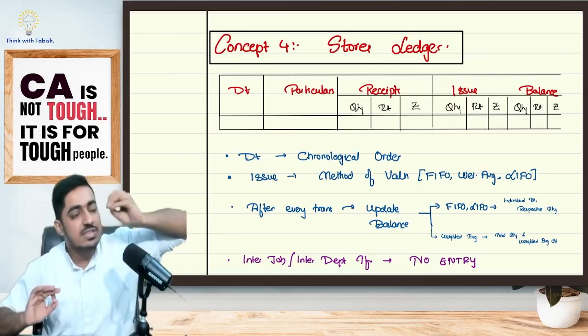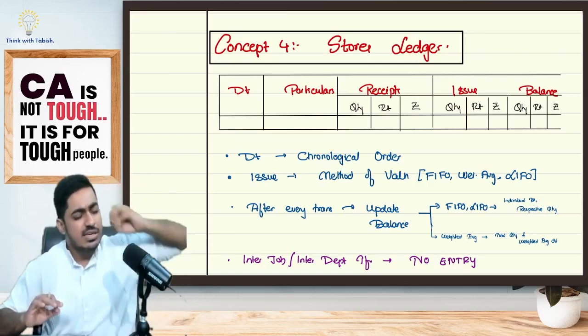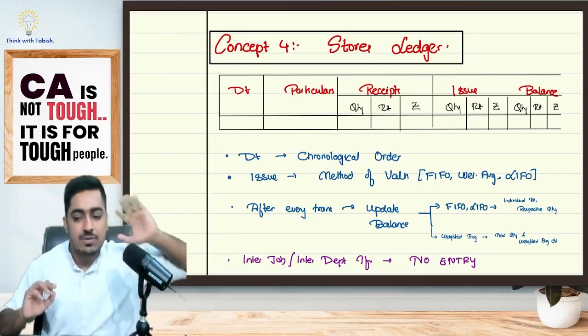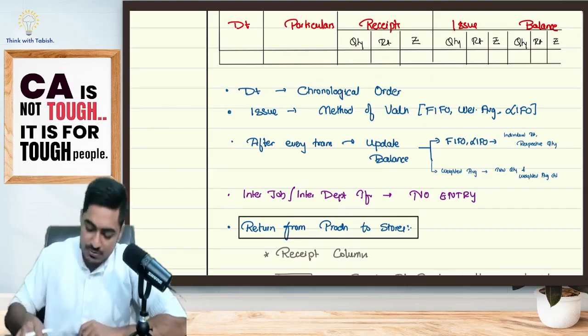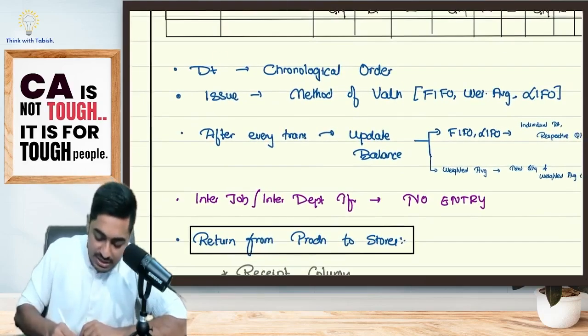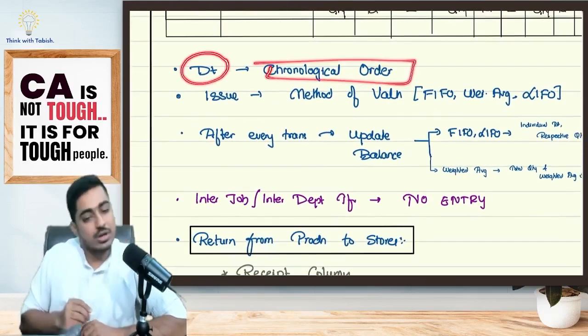Our only objective is how can we make things simple. Each and everything we will discuss. Each and everything we will cover. As simple as that. Okay, everyone? Okay. Now, what all things will you have to keep in mind when you are preparing the stores ledger? Sir, date should be written in a chronological order, systematically.